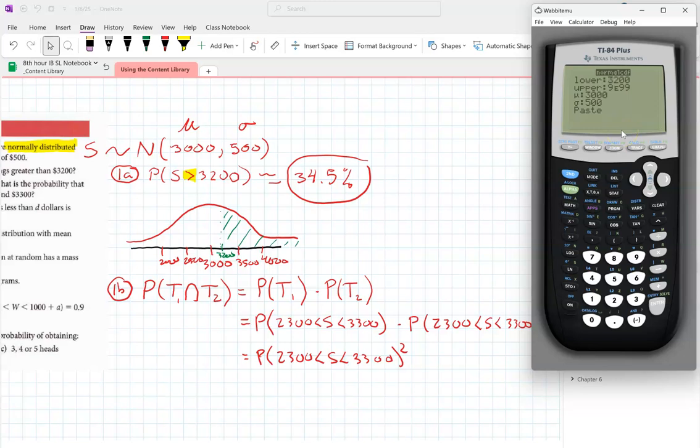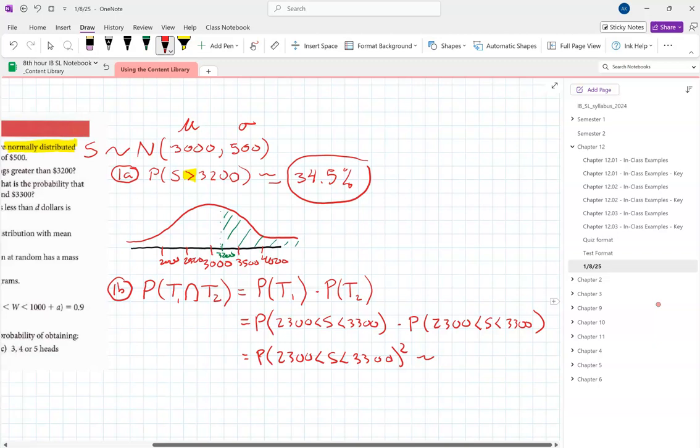So what is our lower on this one? 2,300. And what is our upper? 3,300. Still the same mean and standard deviation though. So I'll do that. And then I'll do squared. So I get 0.416.